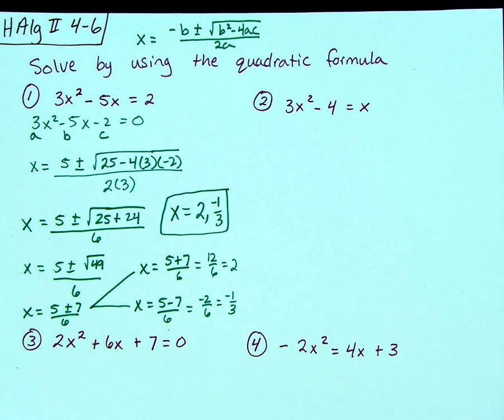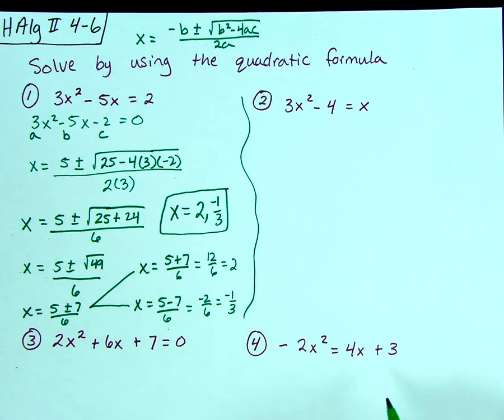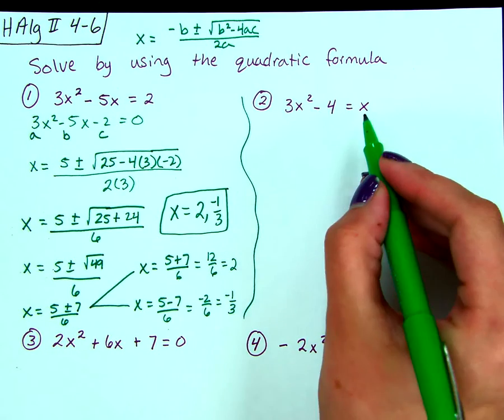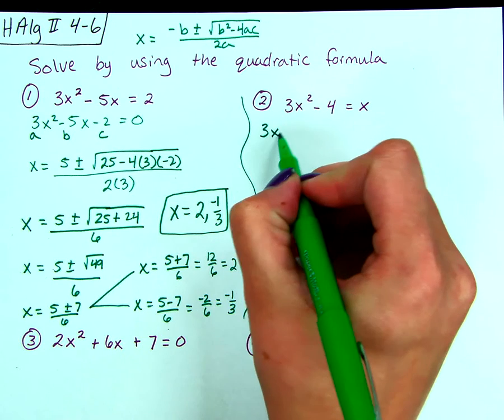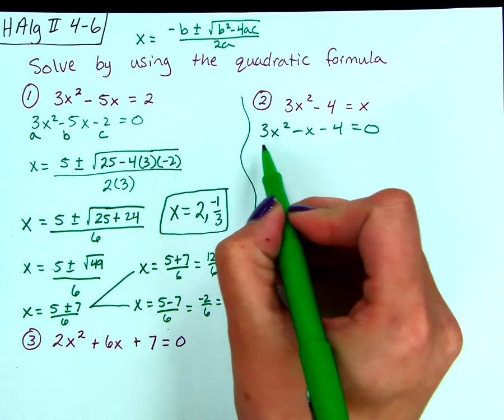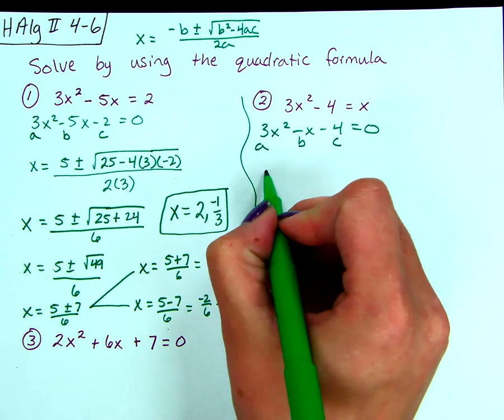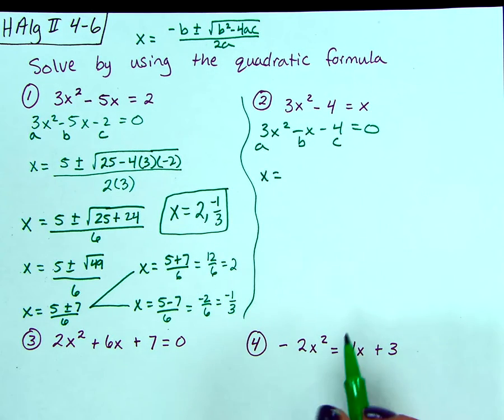All right, next example. So again, same idea. So we're going to start by moving everything to the same side. So I'm going to subtract the x. So 3x squared minus x minus 4 equals 0. That means a is 3, b is negative 1, c is negative 4. And we're just substituting that information into our formula.